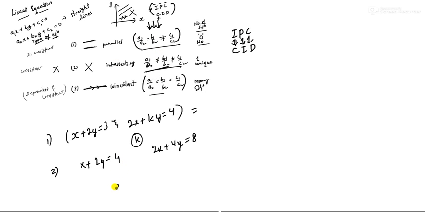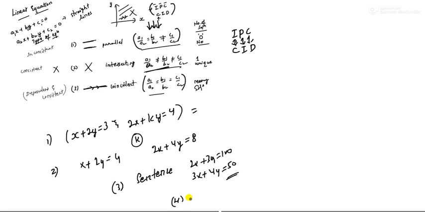Another expected type is based on sentence form. They will give something like: someone went to the market and bought 2 pens and 3 pencils, it cost 100. Another person went and bought 3 pens and 4 pencils, it cost 50. Represent that in equation form. So this is how you can equate it. That is also very easy.